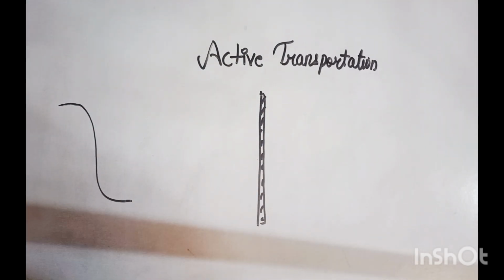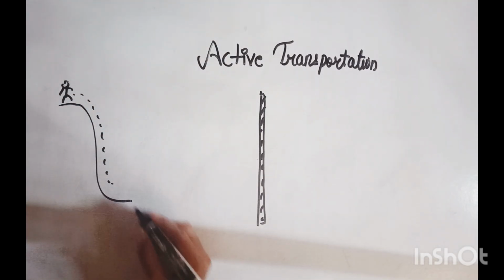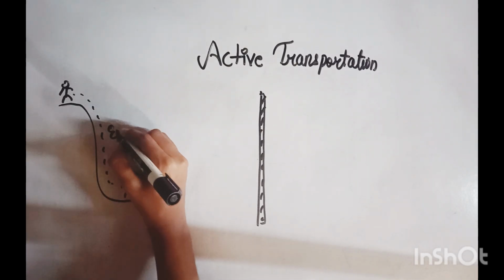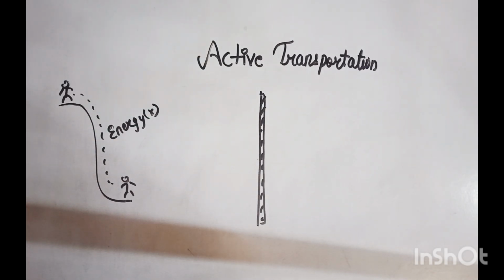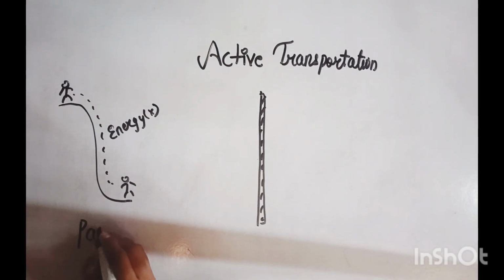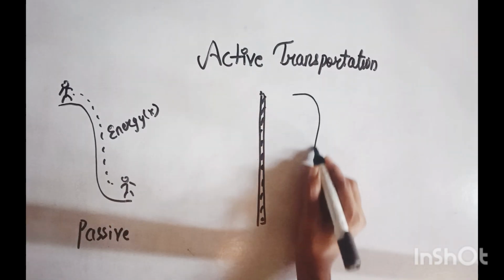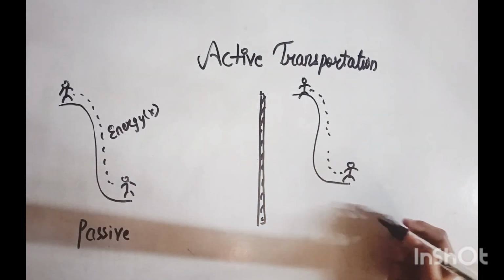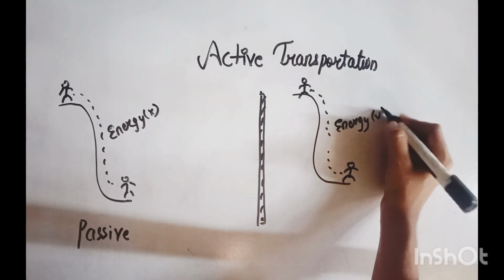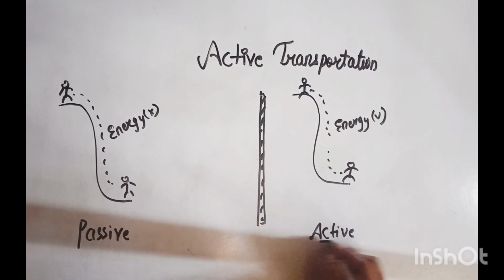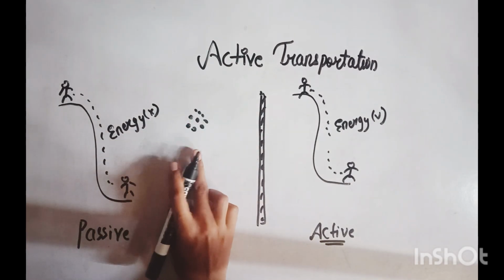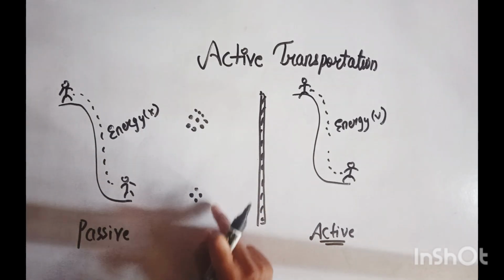for example, there is a slope, and on this slope a person is standing. When the person goes down from the top to the bottom, no energy, or very little energy, is required. So this is called passive. But when the person goes from the bottom to the top, in that condition we require a very large amount of energy. This is called active.